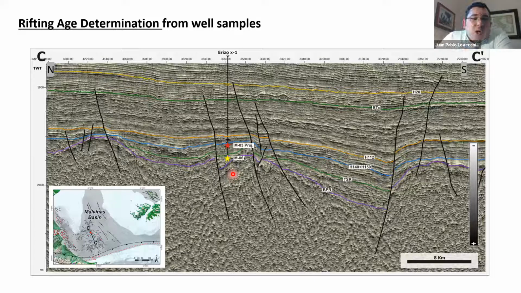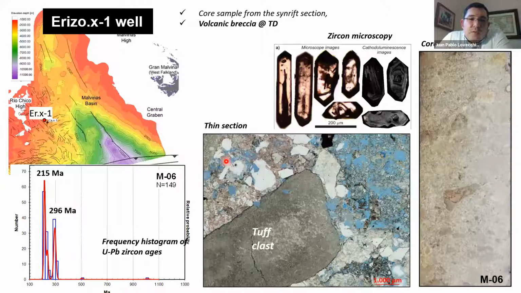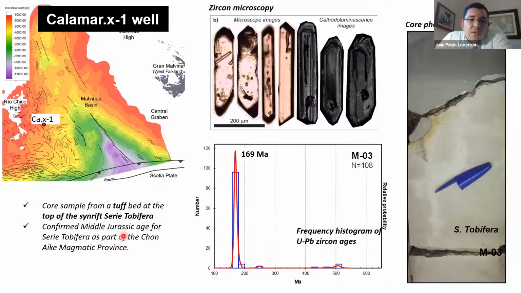Another sample was recovered from the Calamar well. In this case, we took a sample from the top of the syn-rift, the main syn-rift, which is called the Tobifera series. We confirmed the middle Jurassic age for the Tobifera series as part of the Chon Aike magmatic province. Here you see the Tobifera, which is these white tuffs and ignimbrite. In this case it is a tuff.